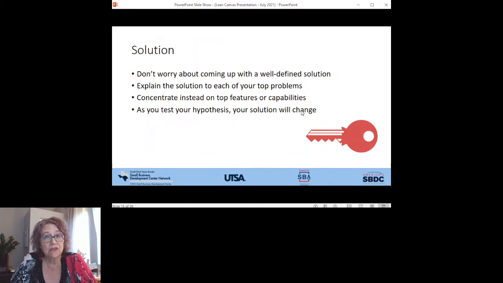Explain what it is that you're going to do. And in this case, you can concentrate on the features and the capabilities rather than the benefits. You really want to be able to talk about what this does, how it does it. And as you go through this and as you get to customer validation, which we'll talk about in a minute, you may find that your solution will change.